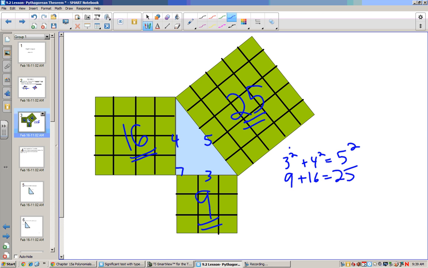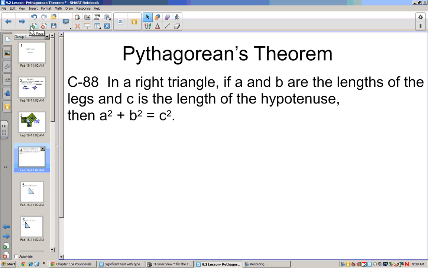And this goes back to a squared plus b squared equals c squared, which I hope you guys have seen before. That is what we call Pythagorean theorem. In a right triangle, if a and b are the lengths of the legs and c is the hypotenuse, then we know a squared plus b squared is equal to c squared.